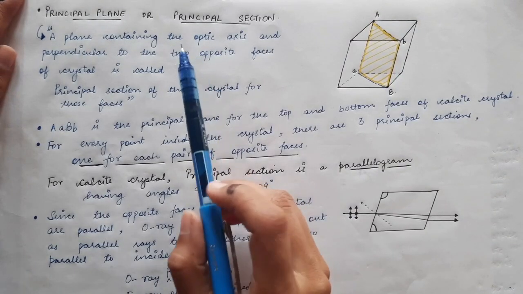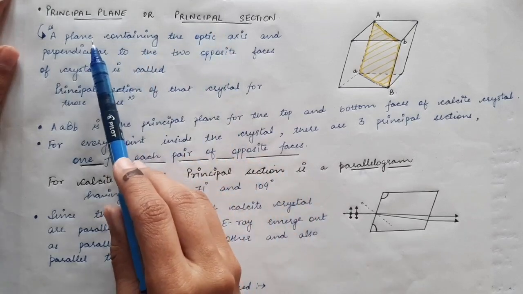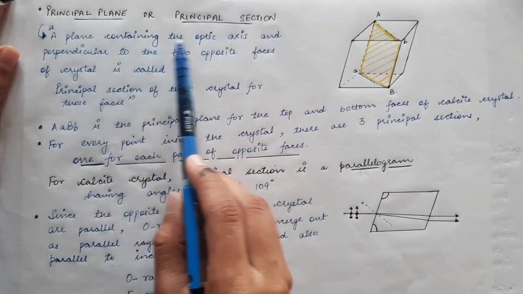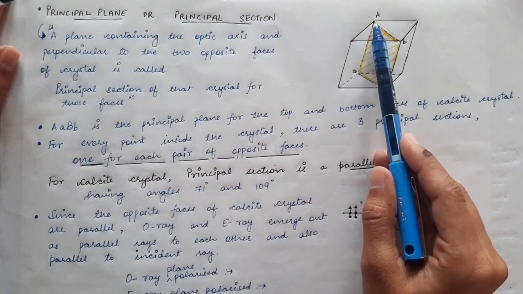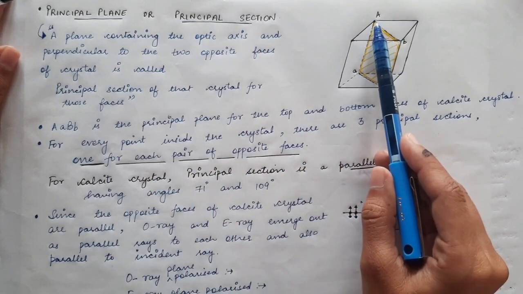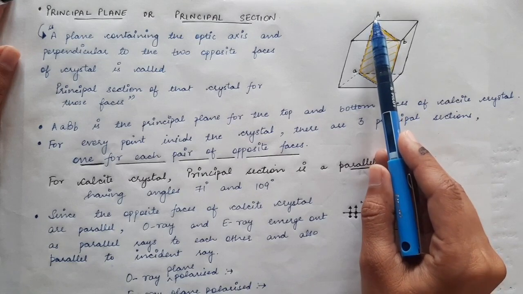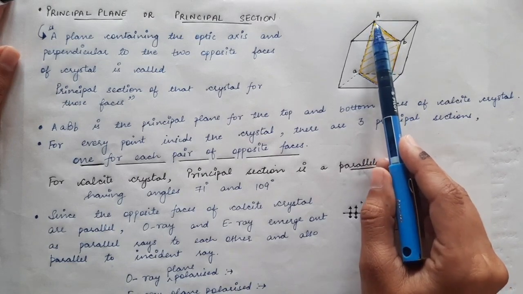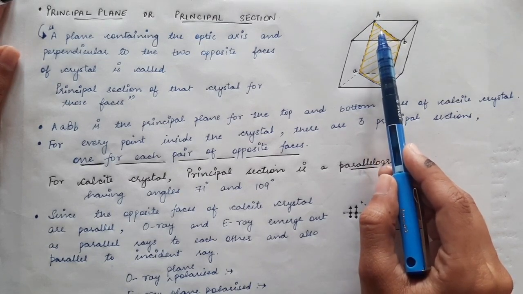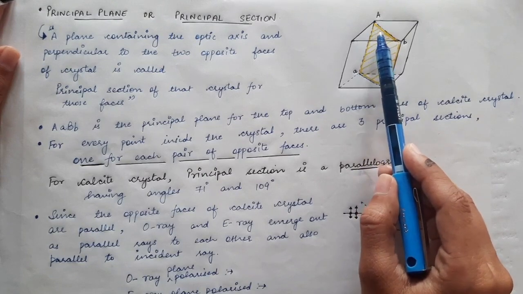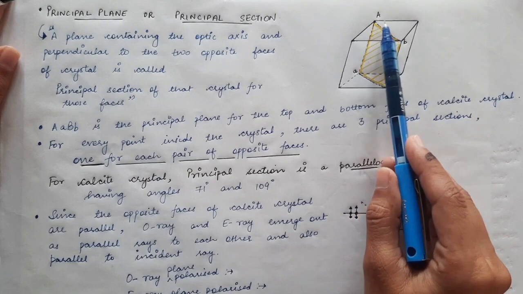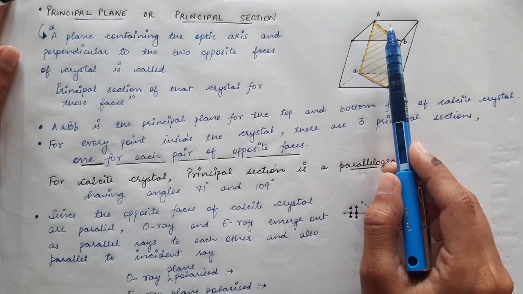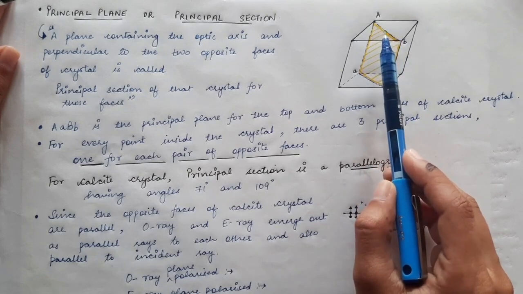So principal section is actually a plane. Any plane which contains the optic axis. As we have said, if this is the blunt corner, capital A is the blunt corner, then we will draw a line such that it passes through this blunt corner as well as it is equally inclined, means it makes equal angles with all the three edges which are touching this blunt corner. So that will give me the optic axis.